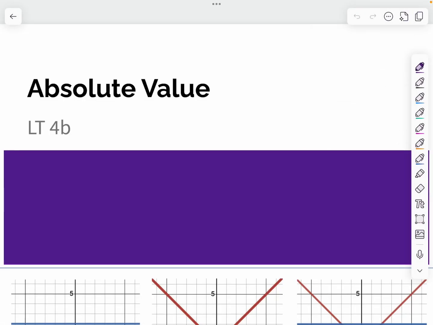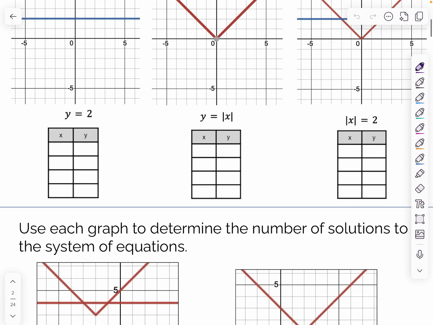Okay, so I'm going to do a quick run through of our T4B absolute values, and I'm going to break it up into a couple different parts. So we're going to start with graphing.